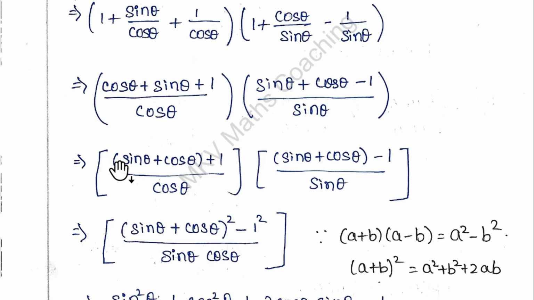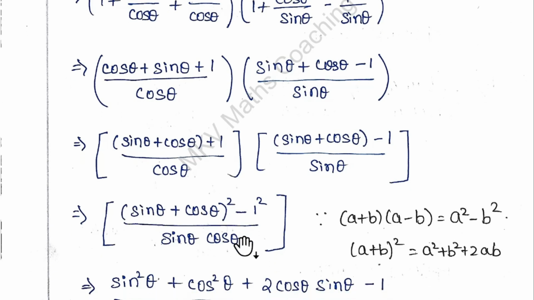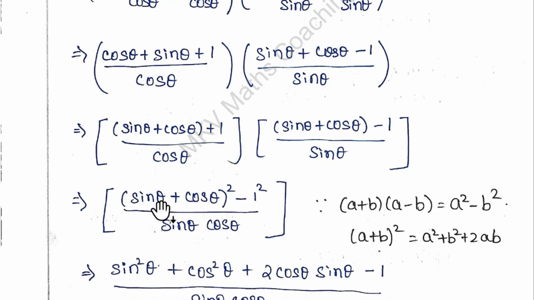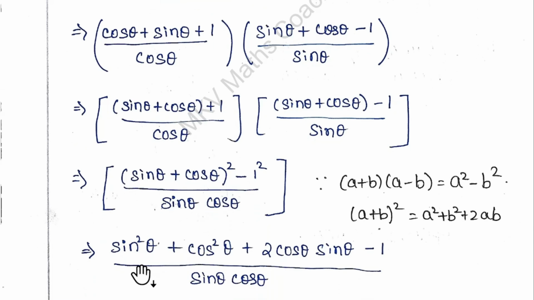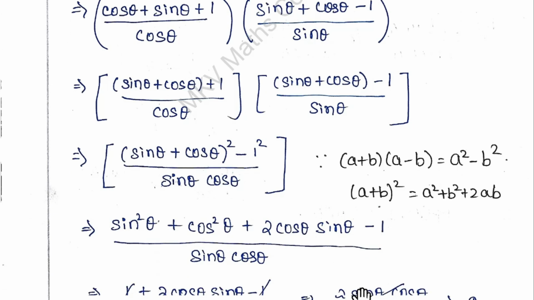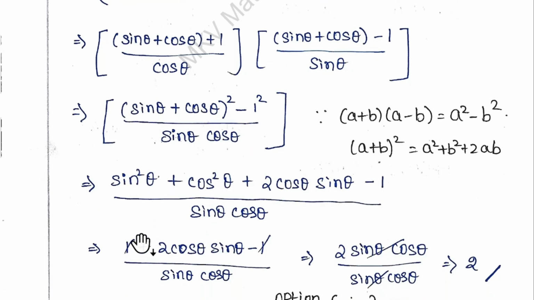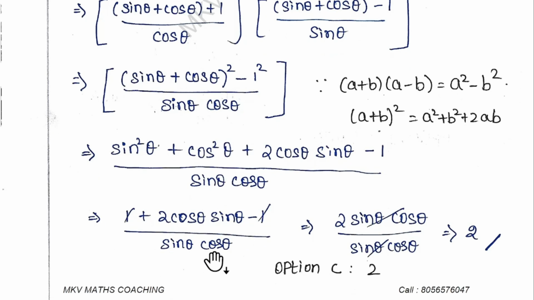So always in trigonometry we are using this formula in many questions. Most of the questions end up like this after you find the LCM, and you change into the a square minus b square formula, and you get a plus b the whole square here, right? So just expand it: sine square plus cos square plus 2ab, which is 2 sine theta cos theta, minus 1. Can we say sine square plus cos square is 1? Plus 2 sine theta cos theta minus 1. Plus 1 minus 1 will get cancelled. You keep the denominator as it is, and sine theta cos theta will get cancelled. You get the answer 2.